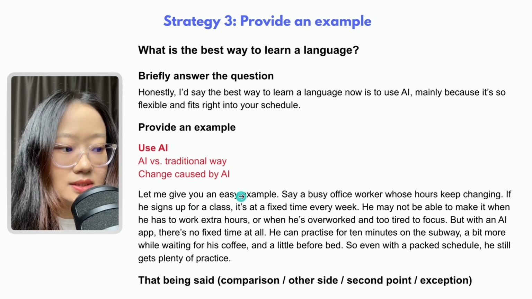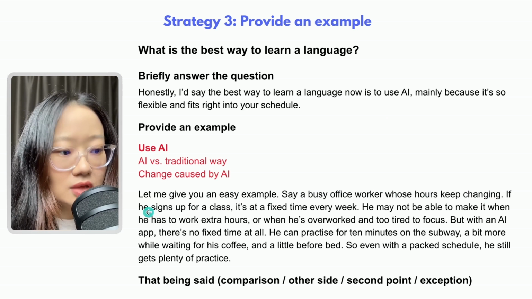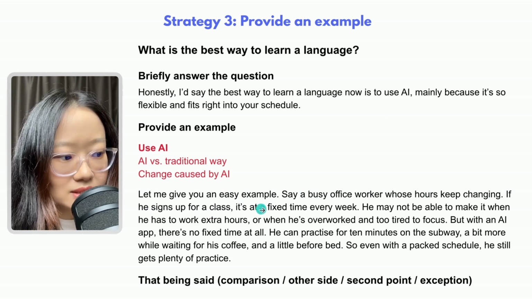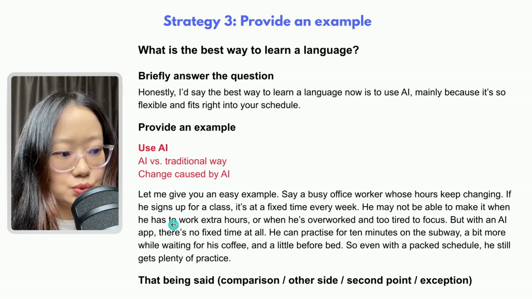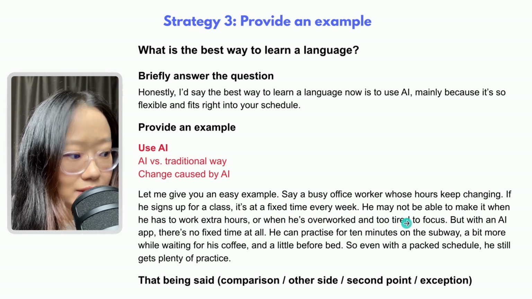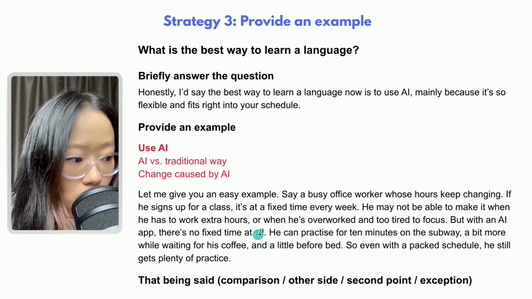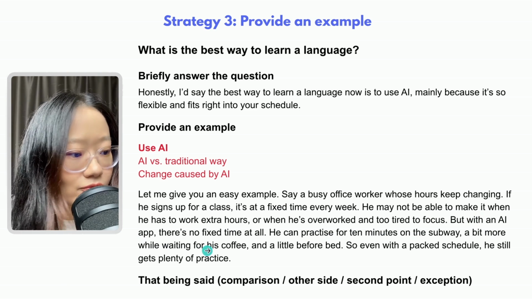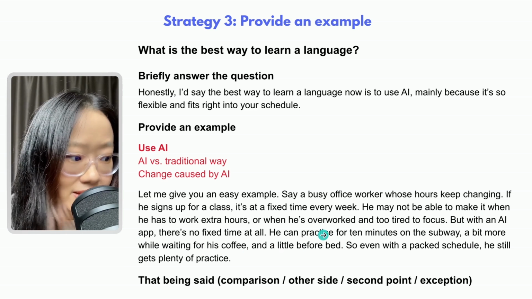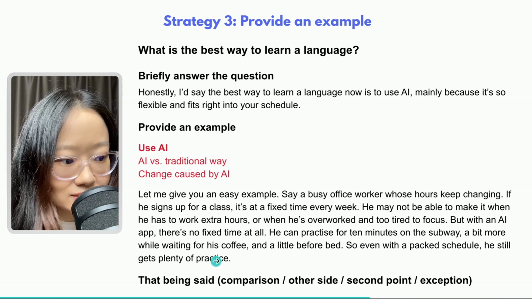Let me give you an easy example. Say a busy office worker whose hours keep changing. If he signs up for a class, it's at a fixed time every week. He may not be able to make it when he has to work extra hours or when he's overworked and too tired to focus. But with an AI app, there is no fixed time at all. He can practice for 10 minutes on the subway, a bit more while waiting for his coffee, and a little before bed. So even with a packed schedule, he still gets plenty of practice.